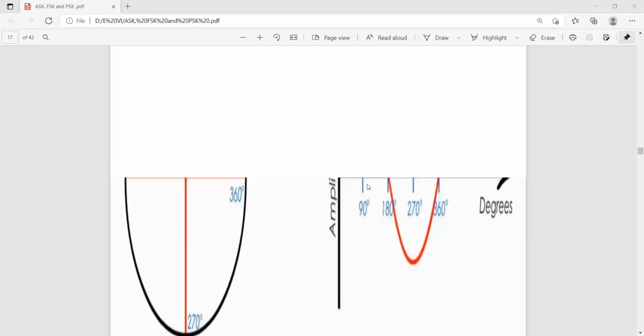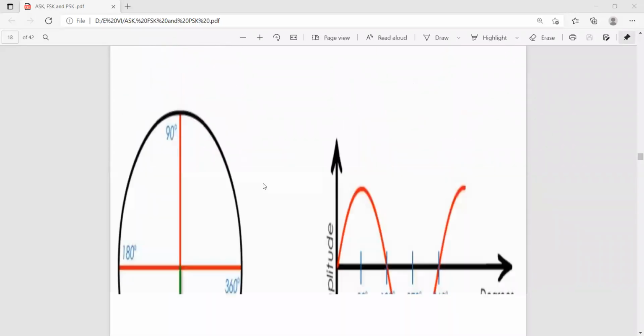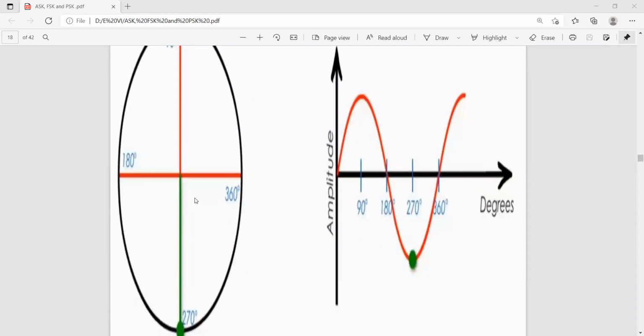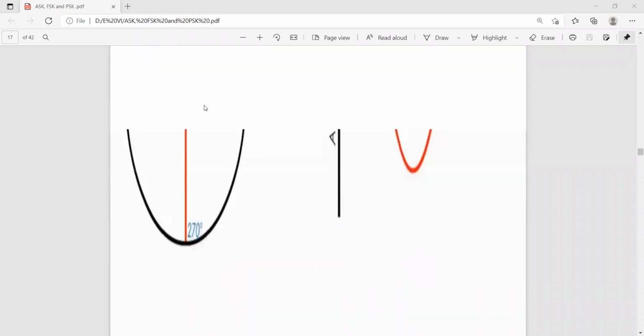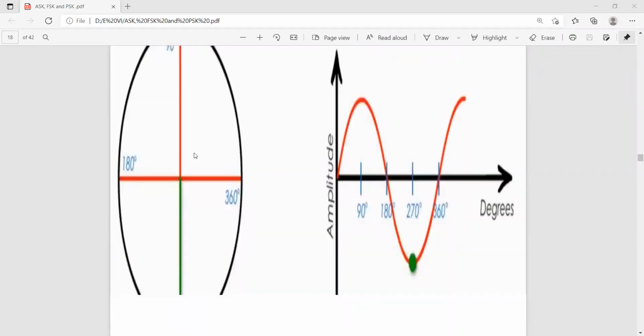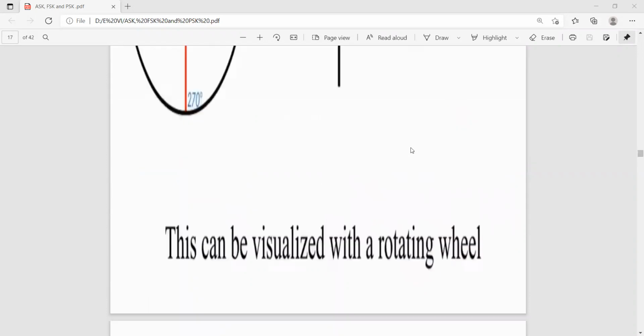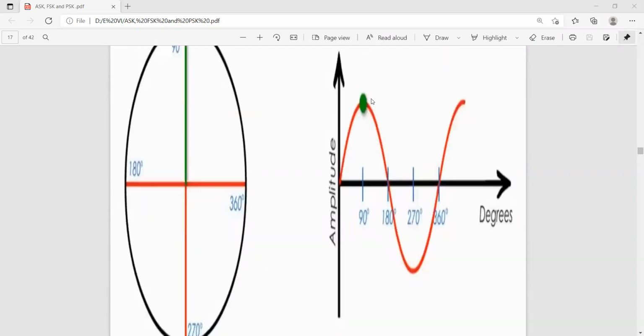The rotating wheel is this blue line which is rotating. That blue line is coming to exactly here. In the above half of the cycle it is in the upward direction, and in the below half it is in the downward direction. So that is the point. This is the exact point, it is 90 degrees.